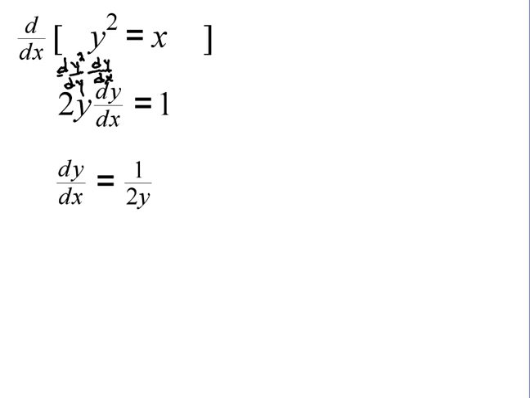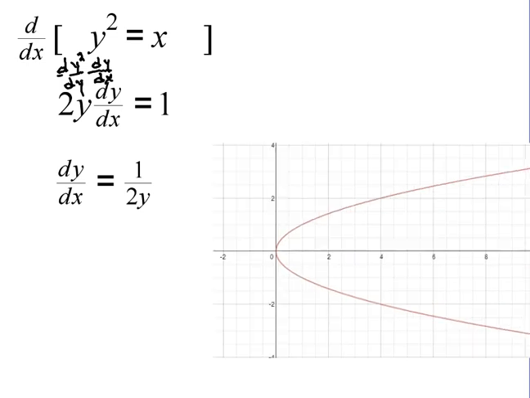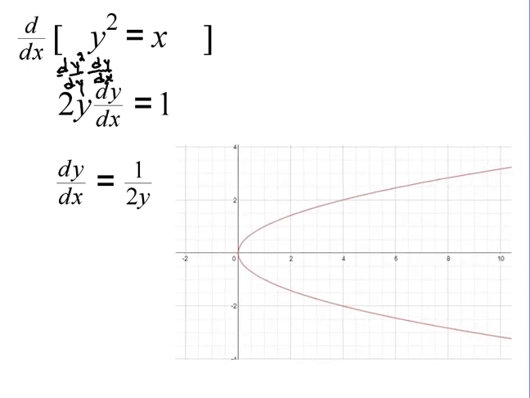In fact, that is very helpful if we look at the graph of the function. And this is the graph of the function y squared equals x. And notice y is not a defined function of x because it doesn't pass the vertical line test. However, this is the graph of y squared equals x, and we notice at any given x value, we have two different tangent lines.